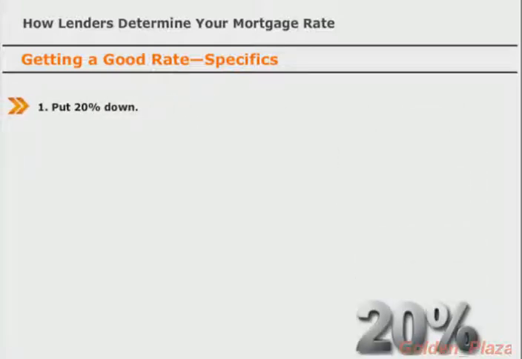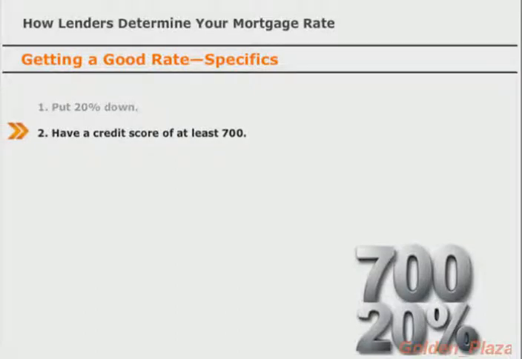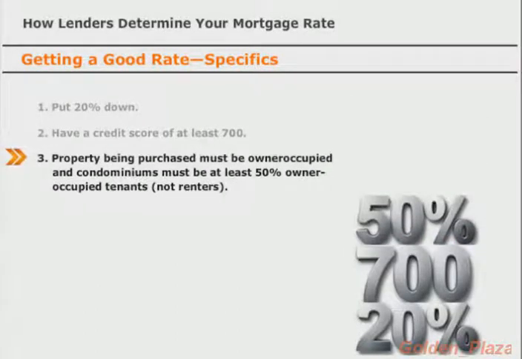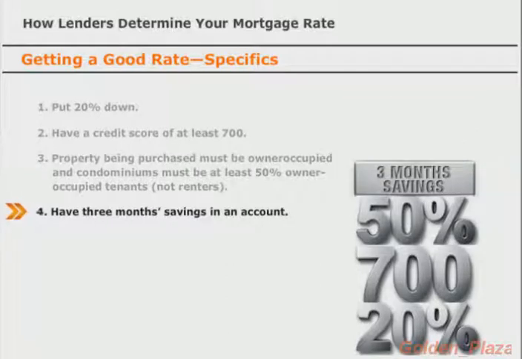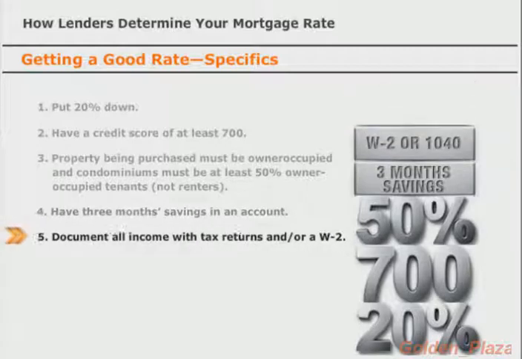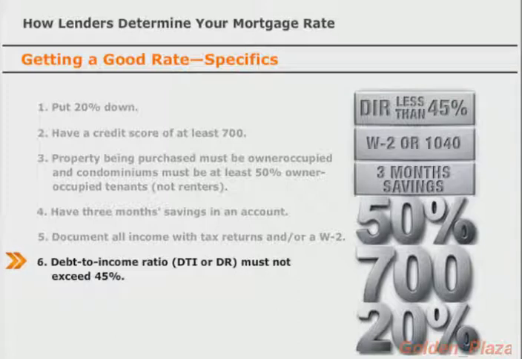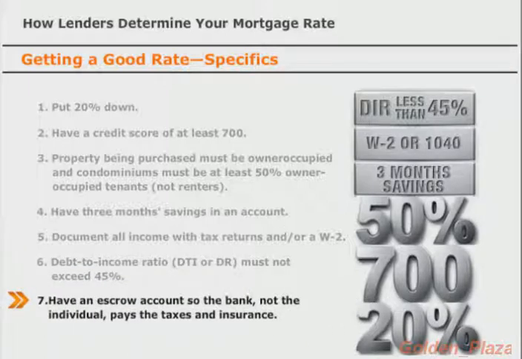Put 20% down. Have a credit score of at least 700. Purchase a property that will be owner-occupied, or if the property is a condominium, purchase one in a complex that is at least 50% owner-occupied. Have 3 months savings in an account, or have 3 months worth of payments in the bank. Document all income with tax returns and/or a W-2. Have a debt-to-income ratio, or DTI, not to exceed 45%. And set up an escrow account so the bank, and not you, pays the taxes and insurance.